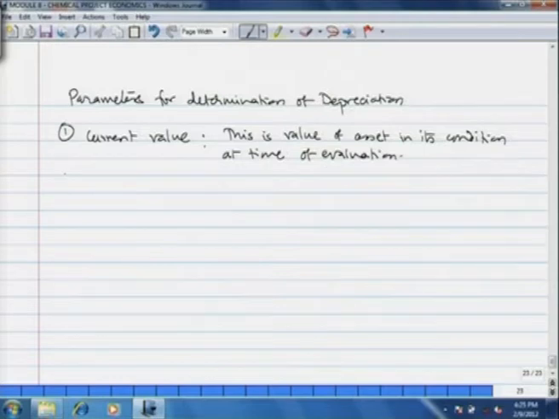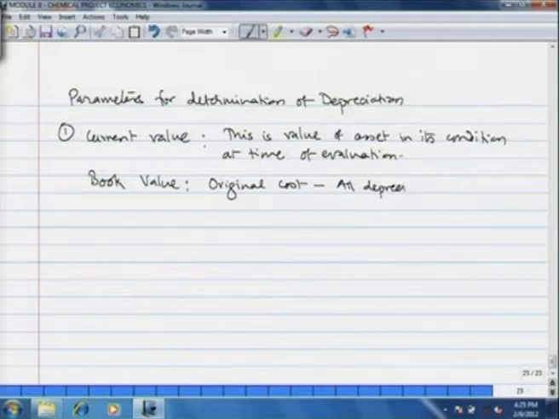Now, the book value is the difference between the original property cost and all depreciation charged up to a time. Book value is original cost minus all depreciation charged. Market value is the price that an asset would fetch if it is sold in open market.